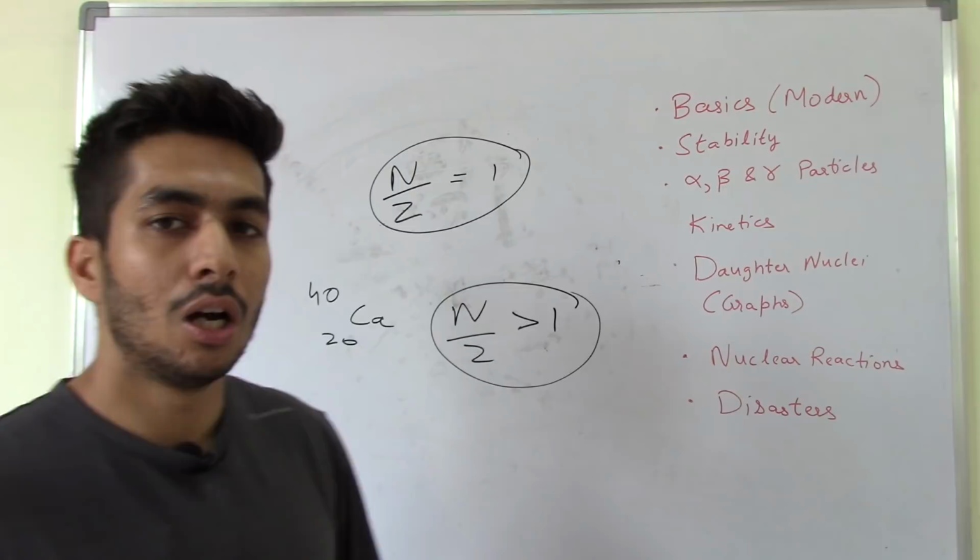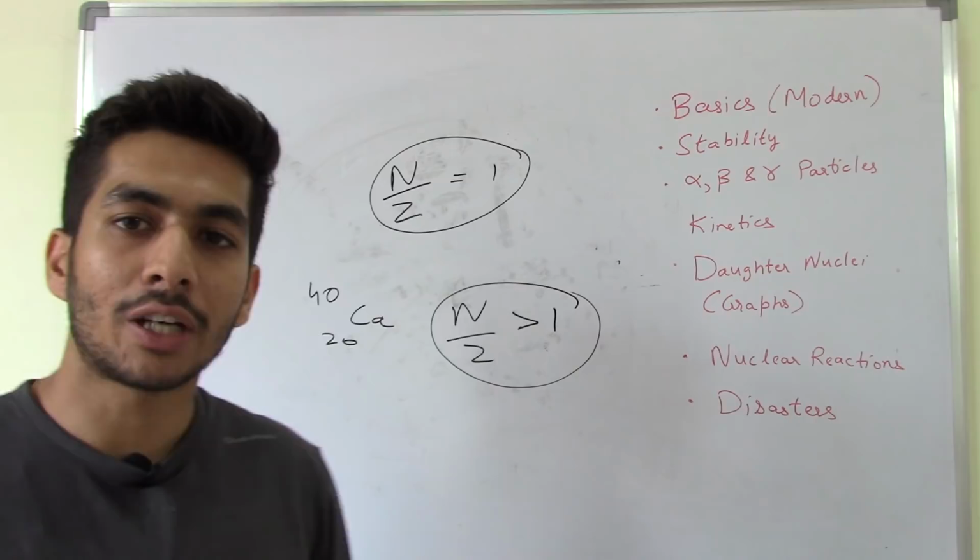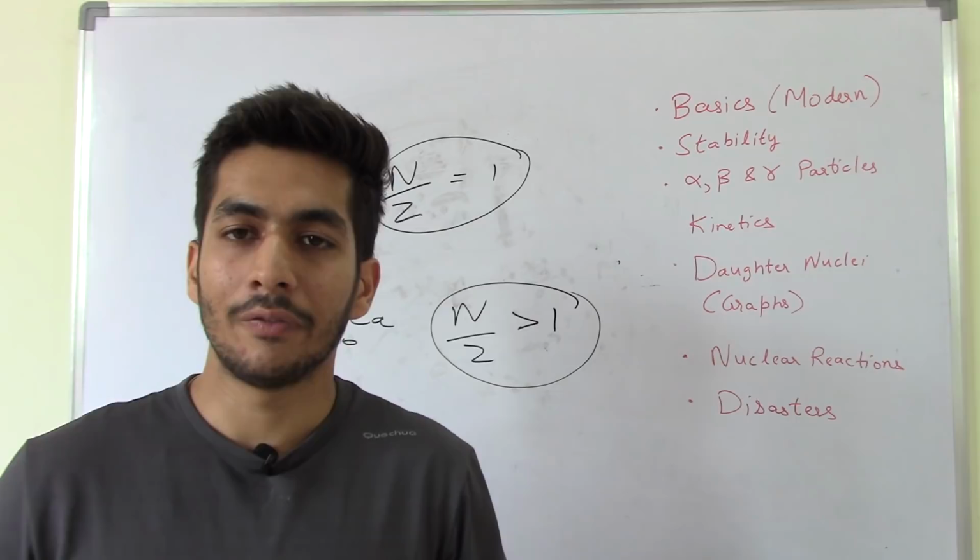Okay, now I'll take one example and explain to you how, with the help of this n by z value, you can predict what kind of emission is going to take place from a particular nucleus, whether it's going to be a beta minus emission or a positron emission, right?